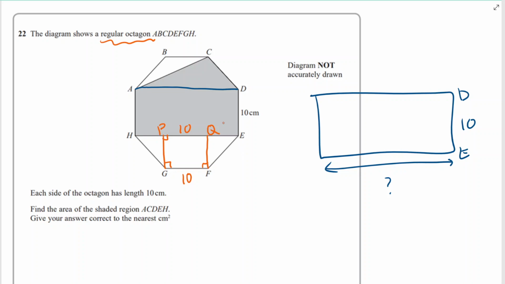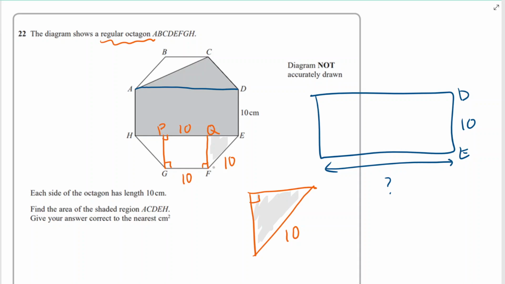Well, is there anything we know about this shape that we're looking at? This shape over here, EFQ. Let me just make a new shape over here. So EFQ, what do we know about EFQ? Well, we know this is 10. Why do we know that? Right, octagon again. Anything else we know? Right, we know this angle is 90. Can we work out anything else about the shape?